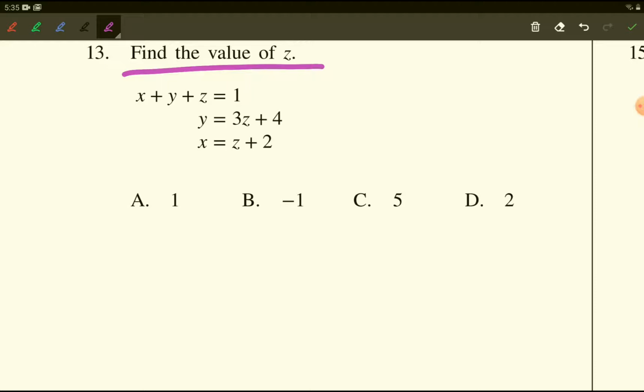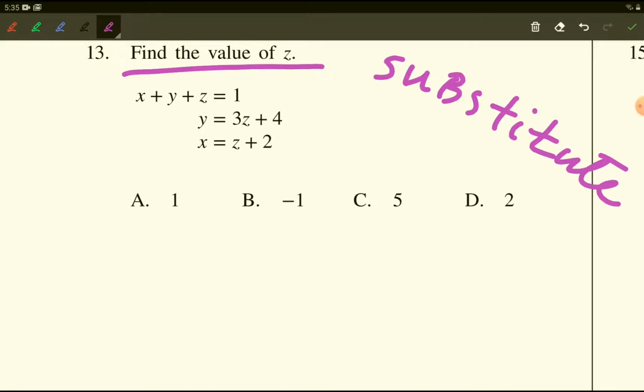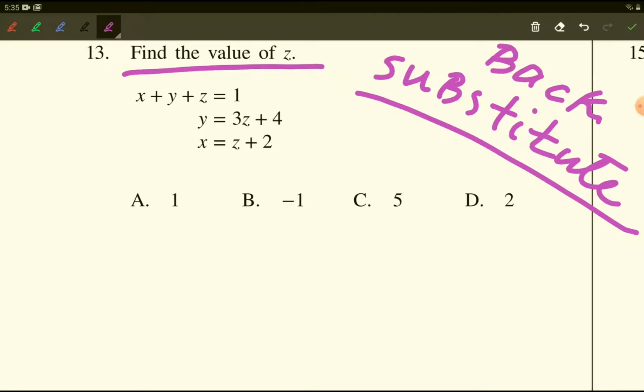And so the way to do this is to just substitute over and over again, one into the other, like back substitution. It's called back substitution, honestly. But here we go. So they said x is equal to z plus 2. And then they said y is equal to 3z plus 4. So they were nice to us, guys. They isolated x and y for us.